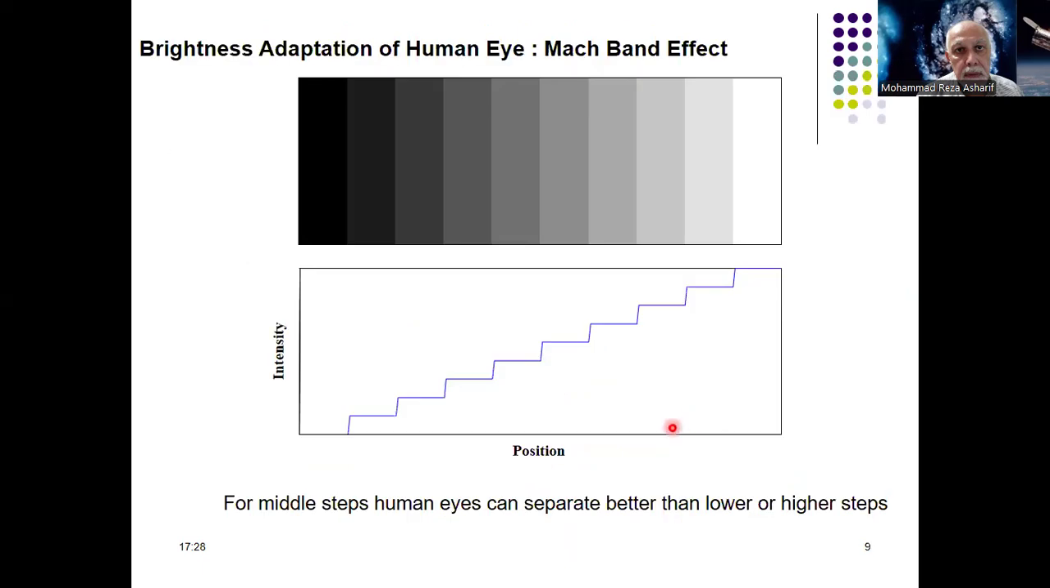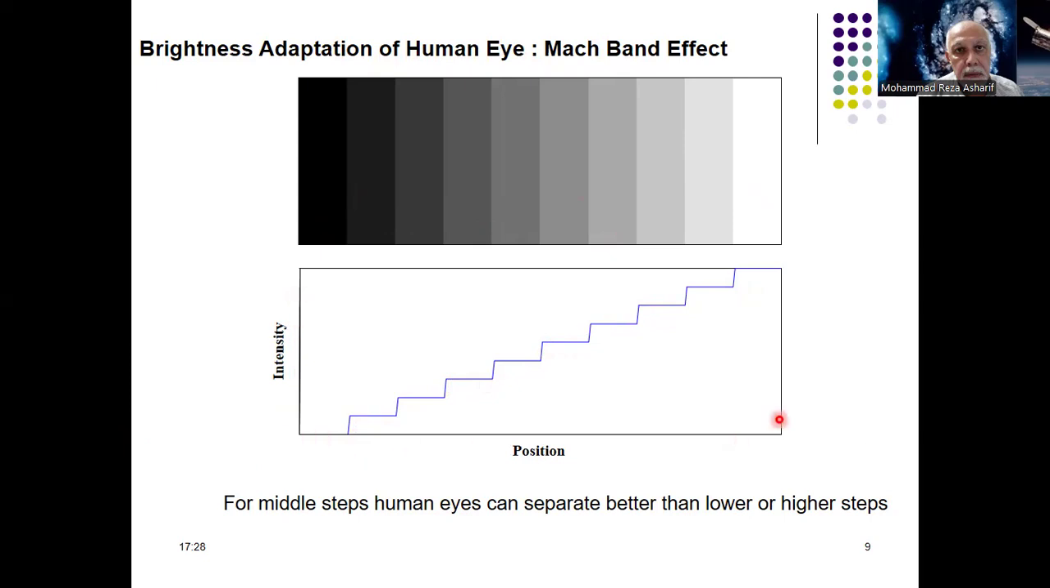And here I'm talking about the Mach band, the brightness adaptation of the human eye. This is the Mach band effect. For instance, you have a picture like this, which looks like a step function from dark to white. Actually, the steps increase gradually, with flat areas, and the intensity drops. This vertical line is the intensity.